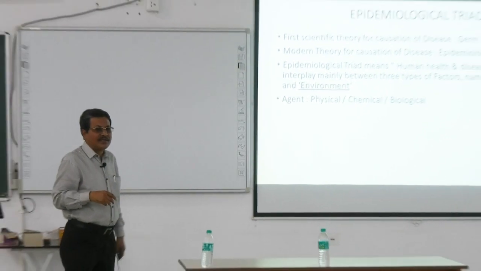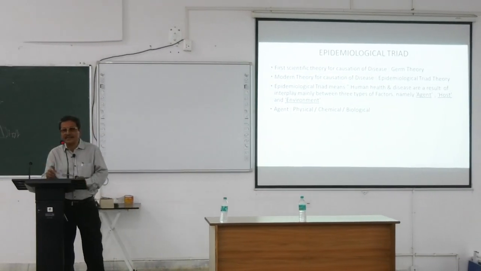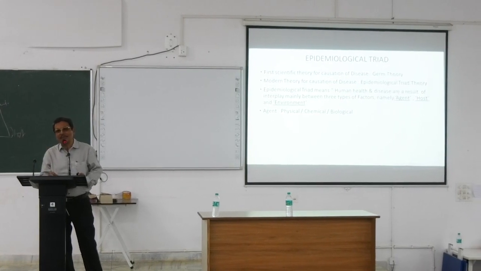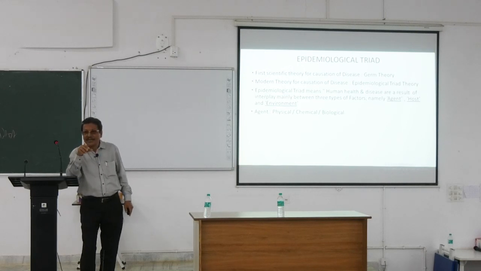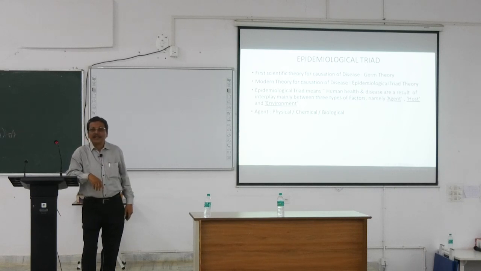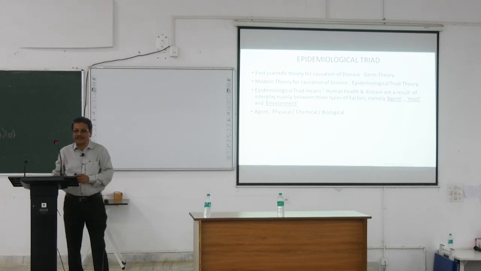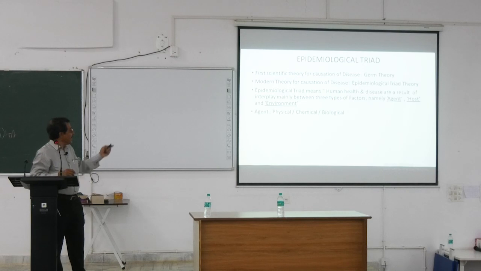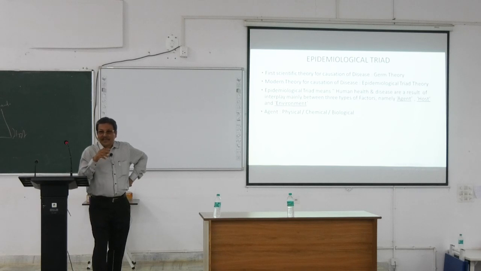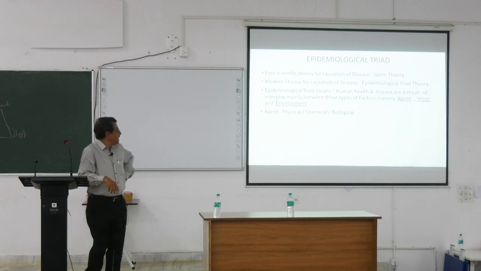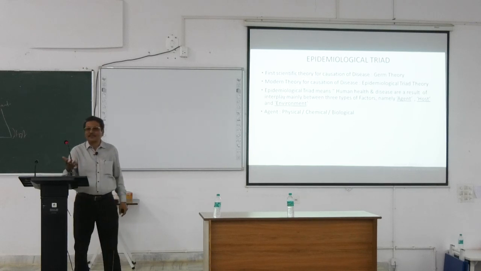Agent may be physical, chemical, or biological. Physical agent, for example: are you feeling a bit warm? So it is not ideal. Heat is a physical agent. Cold is a physical agent. Illumination is a physical agent. Chemical means, if dust is there, dust contains different types of chemicals. Polluted water, polluted air, fuel exhaust, petrol fumes, and diesel fumes are chemical agents. And biological agents are bacteria, viruses, and parasites.